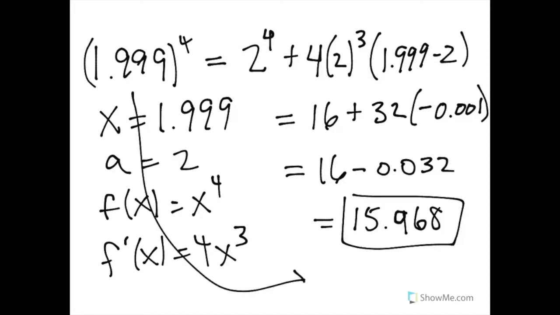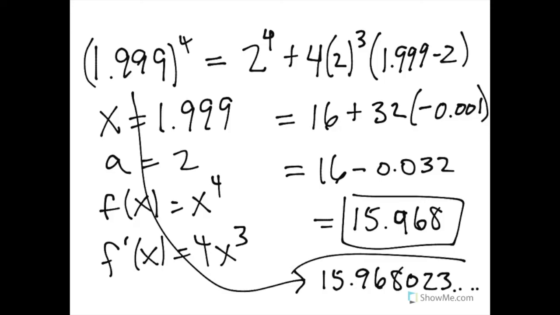If you go ahead and grab your calculator again, you should find that we're really close to that. 1.999 raised to the 4th, and my calculator says something like 15.968023 something, you know, keep on going. So we were really close to that, which is the goal here.